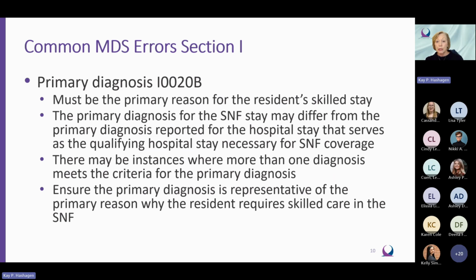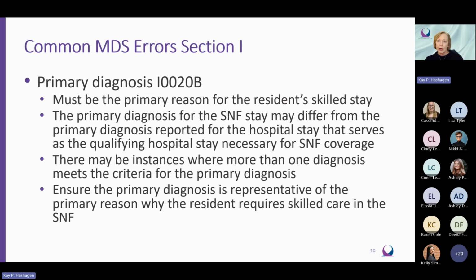Section I is where we code all of the diagnoses, and understanding the clinical uniqueness and the breadth of the primary diagnosis is really key in making sure you capture the best reimbursement that you can. So that primary diagnosis should be the reason that the resident comes to the SNF. And you want to ask yourself, why did they come here? Why didn't they just go home and get home health? Why didn't they go someplace else?